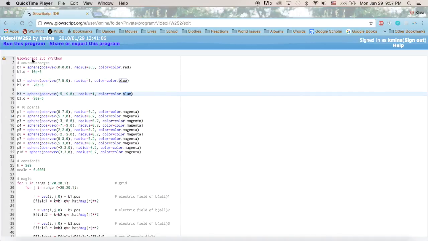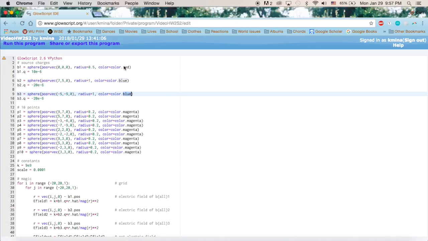So the first things I outlined in my code are the source charges. I labeled them as B1, B2, and B3, making sure to position and color code them accordingly. Since the first charge is positive, it's going to be a red ball right here. And since its charge is smallish, I made the radius small as well. The other source charges are blue because they're negatively charged. And again, I placed them where they should go at 7, 5, 0 and -5, -9, 0.